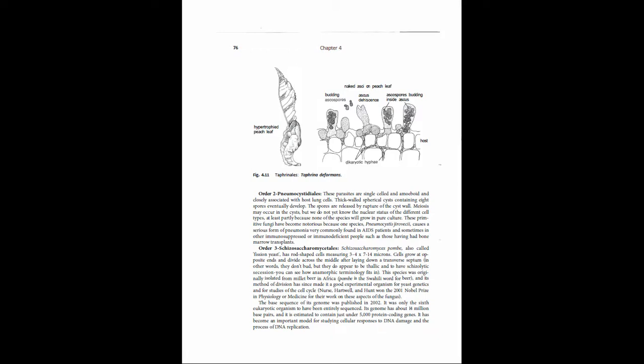Order Pneumocystidales. These parasites are single-celled and amoeboid and closely associated with host lung cells. Thick-walled spherical cysts containing 8 spores eventually develop.